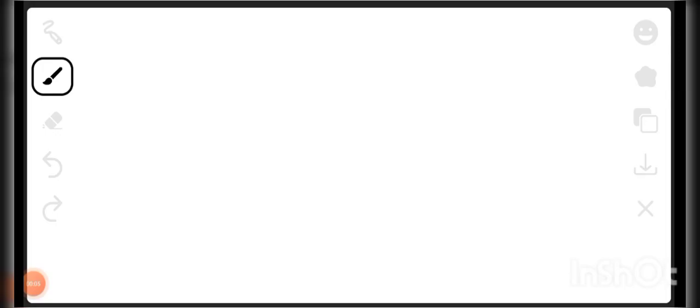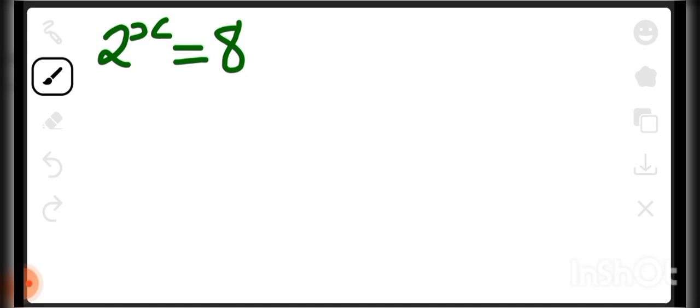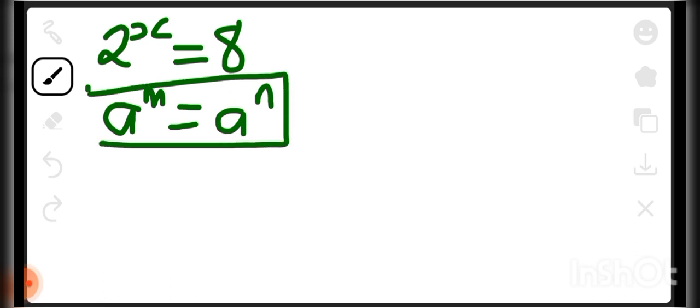So the first question is, if we have 2 raised to power x is equal to 8, what will be x? That is the first question. Now, I don't know if you can remember this. If you have something like a raised to power m is equal to a raised to power n, take note of what is common here.